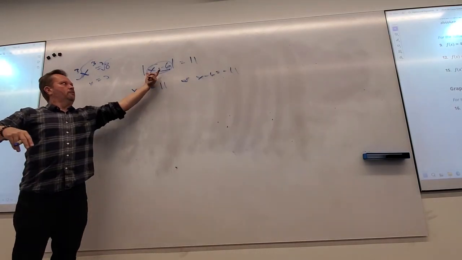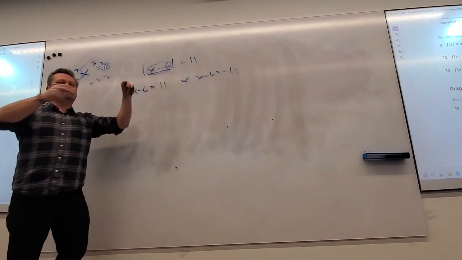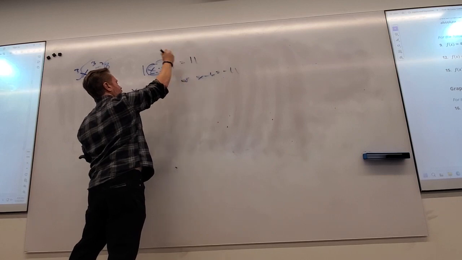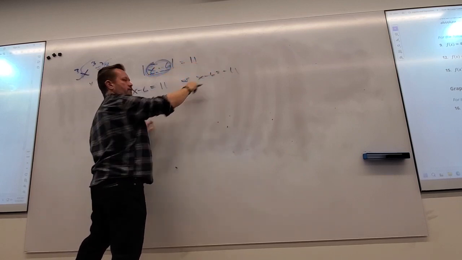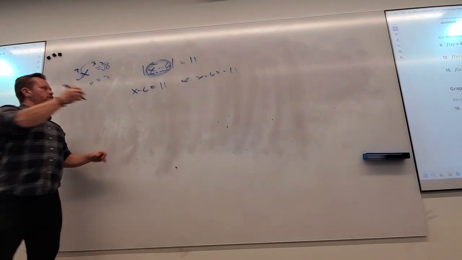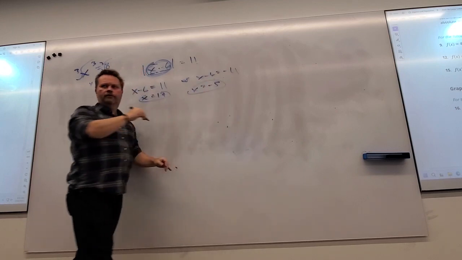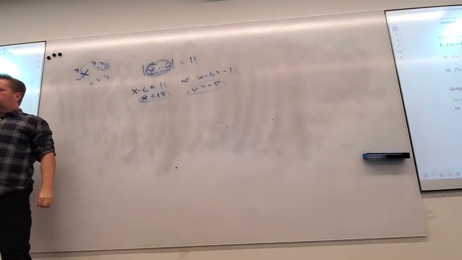What could this be? It could be 11 or negative 11. So what's the shortcut? Make what's inside equal to this, and also make what's inside equal to negative that. And then solve, right? So then I do catch up with what you guys were saying earlier, 17 and negative 5. Okay, maybe.